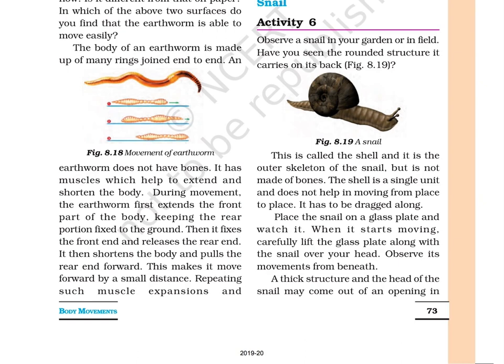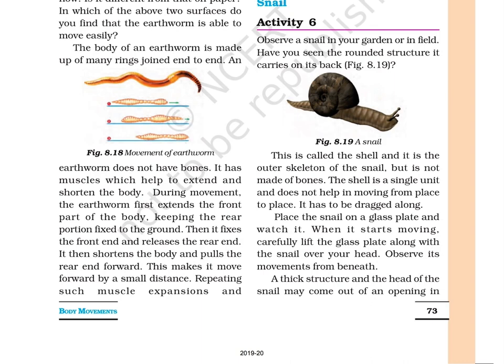An earthworm does not have bones. It has muscles which help to extend and shorten the body. During movement, the earthworm first extends the front part of the body, keeping the rear portion fixed to the ground. Then it fixes the front end and releases the rear end. It then shortens the body and pulls the rear end forward. This makes it move forward by a small distance.